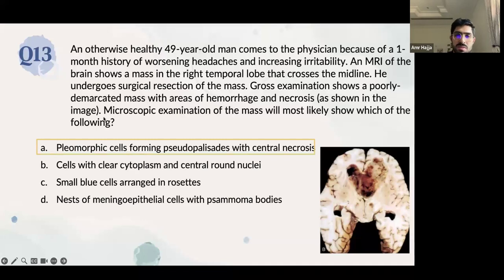It's pleomorphic cells forming pseudopalisading. Like there are pseudopalisading nuclei around the central necrosis. This case is basically about glioblastoma multiforme. I'll go ahead and explain it towards the end.